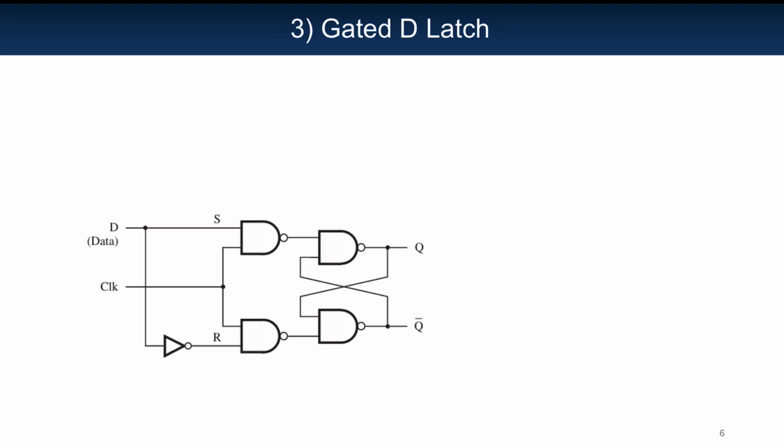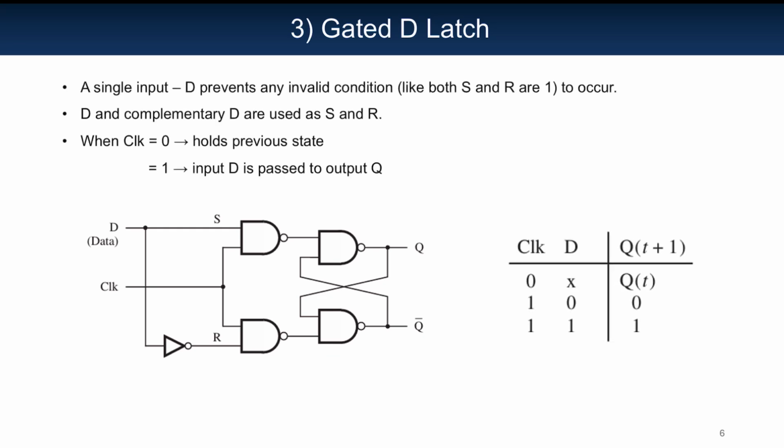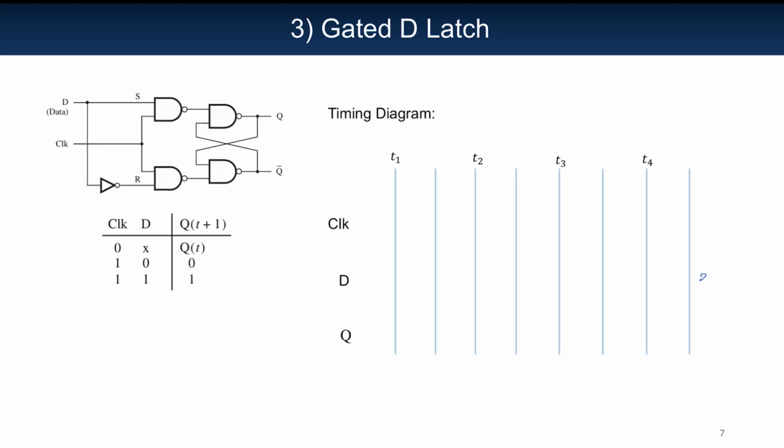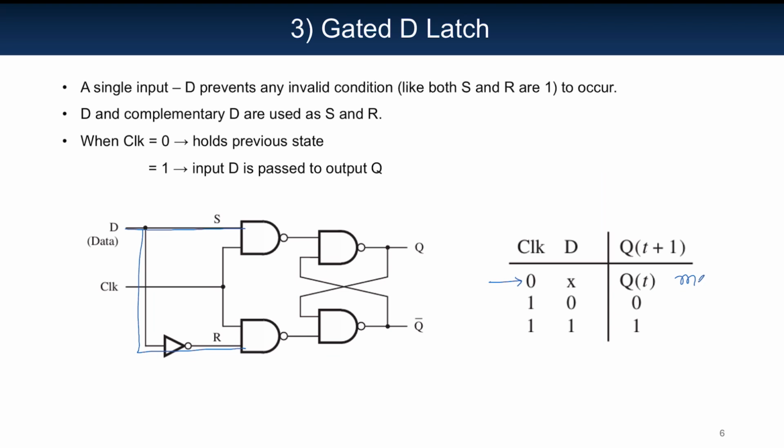In this circuit, we use only a single input D, instead of S and R. Here D stands for data. The value D and the complement of D are used instead of S and R. So the condition of S and R both being the same is now gone, and hence the invalid condition is also eliminated here. In this circuit, the output keeps its value when clock is set to 0, and when clock is set to 1, simply the D value passes to the output.